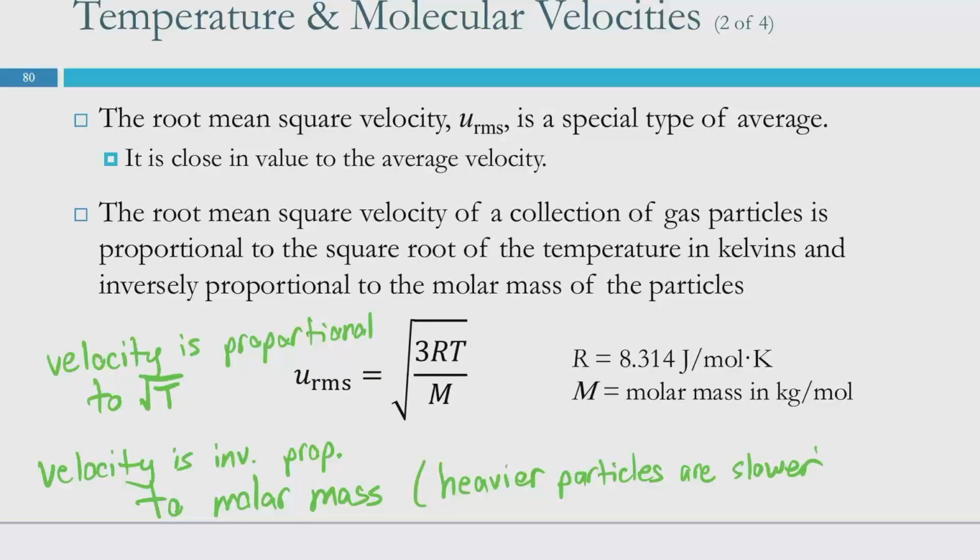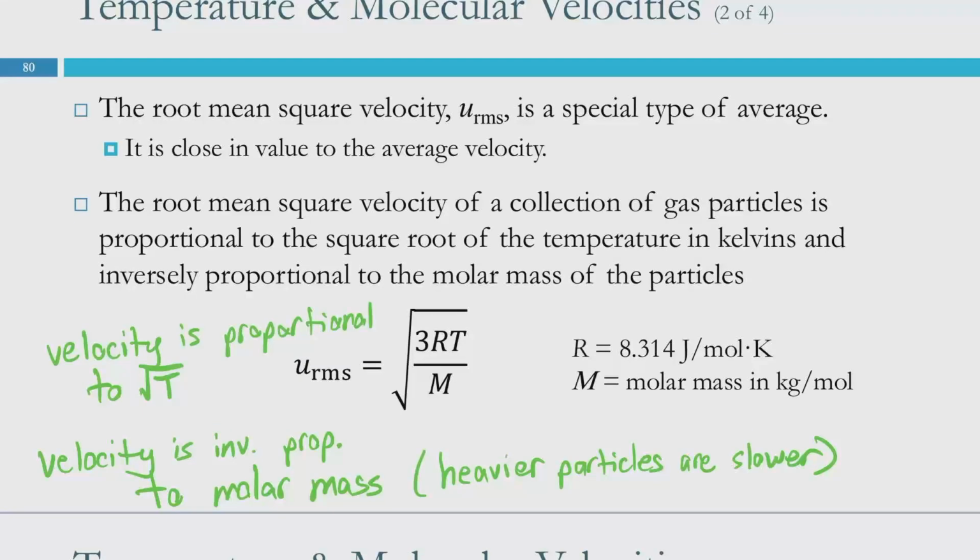Lighter particles are faster, which we've been talking about. And root mean square velocity is described by this equation: the square root of 3 times R, where R is 8.314 joules per mole Kelvin. This is the same R that we've seen before, it's just with different units. So it's joules per mole Kelvin instead of liters atmospheres per mole Kelvin.